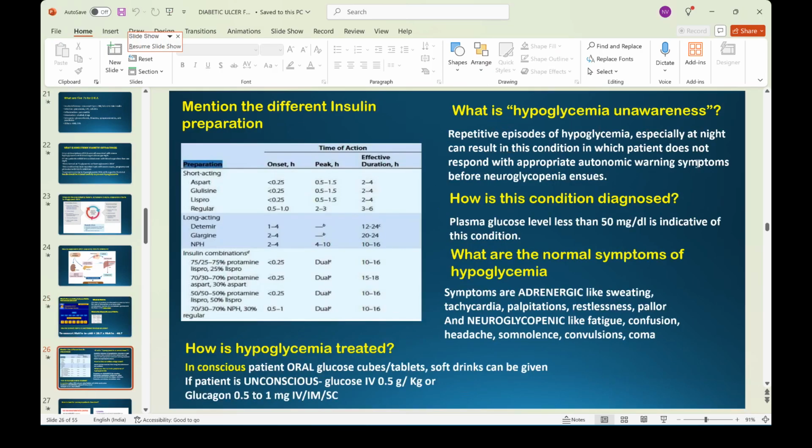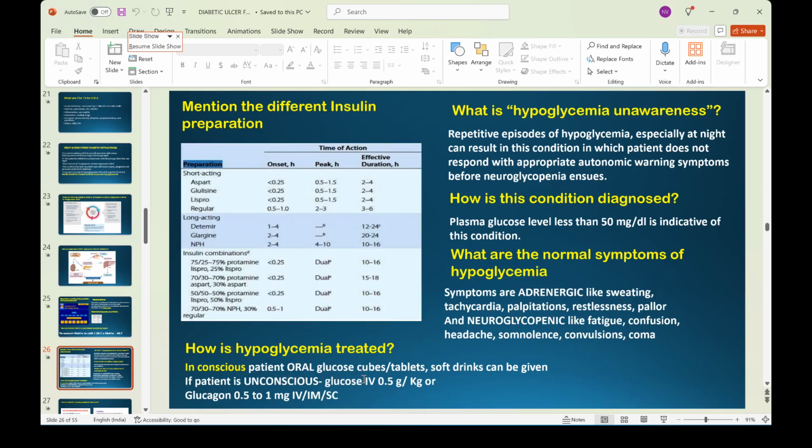And what is hypoglycemia unawareness? The repetitive episodes of hypoglycemia, especially at night, can result in this condition in which the patient does not respond, or appropriate autonomic warning signals will not be there. So neuroglycopenia also happens in this condition. And how is this condition diagnosed? The blood glucose will be less than 50, indicative of this condition. And symptoms are adrenergic, like sweating, tachycardia, palpitation, restlessness, pallor, etc. And fatigue and confusion will be there. And how do you treat that?